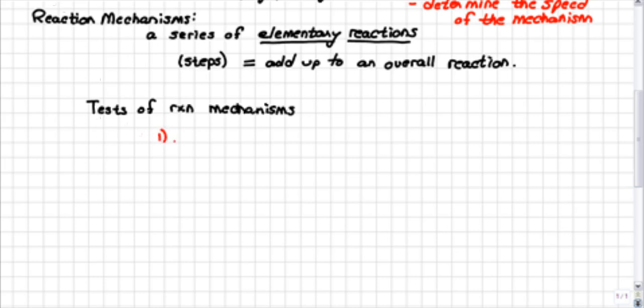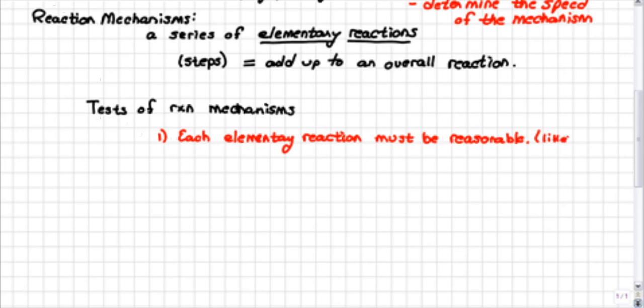And test number one is that each elementary reaction must be reasonable. Now, how is this possible? How is it possible for a reaction to be reasonable or not? We certainly don't reason with these reactions or have arguments with them. No, reasonable means, is it likely? Is it probable in this case? Now, there are some reactions that are more reasonable or likely than others.